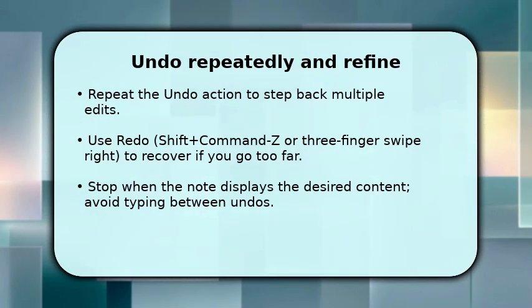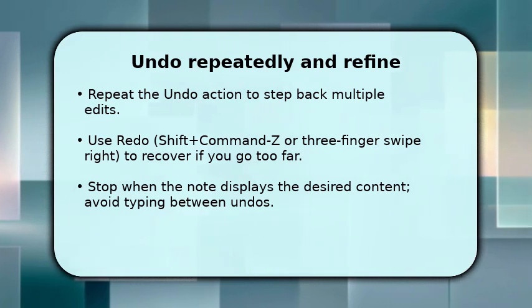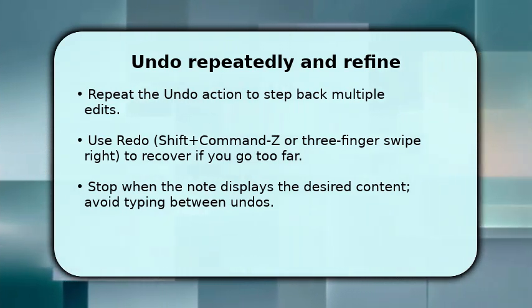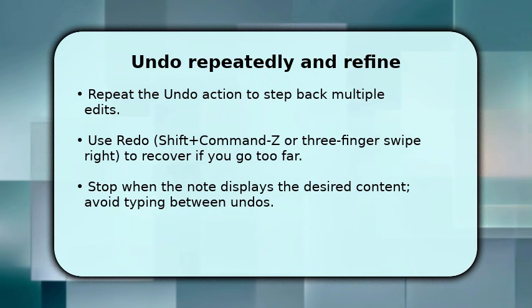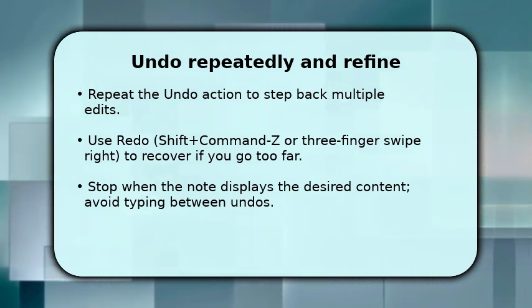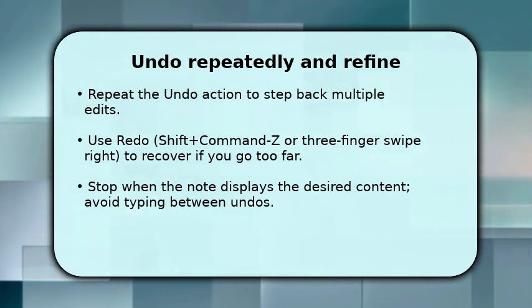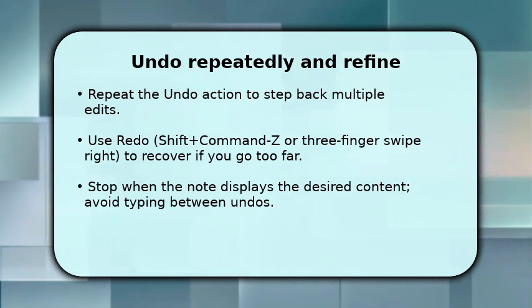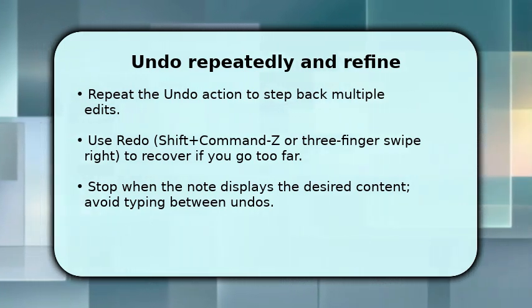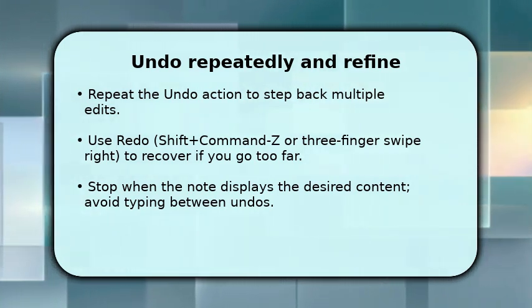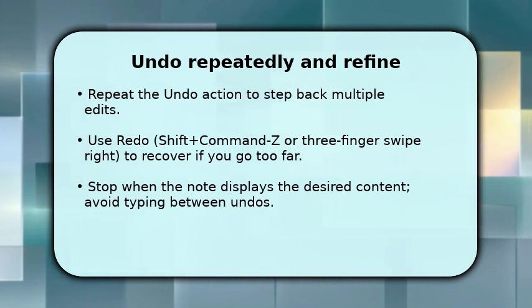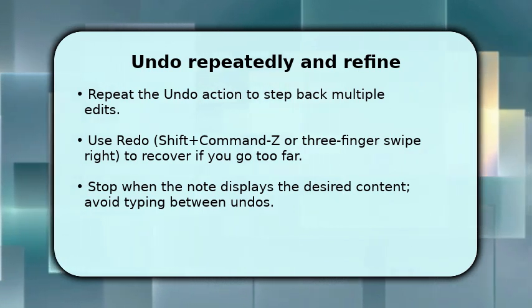Once you've done one undo, you can step backward through previous changes by repeating the same undo action. Each press or gesture walks the edit history one step. Make sure to avoid typing between undo attempts because new input creates a new branch and may prevent returning to earlier states. If you overshoot, immediately use redo to move forward again.